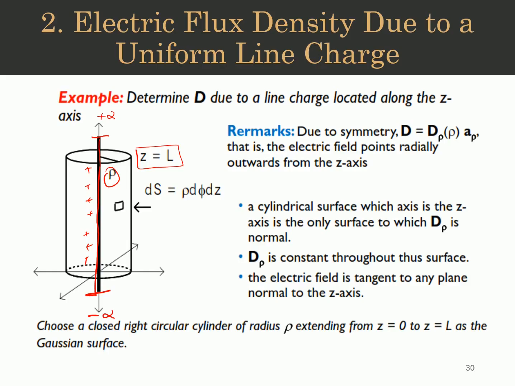And now let us find the equation of the electric flux density due to this line charge which is located along the z-axis. So let us understand it. What we want is, we have a line charge. So let me draw this again. This is our coordinate system. This is the y-axis, x-axis and z-axis. We have a line charge along the z-axis.